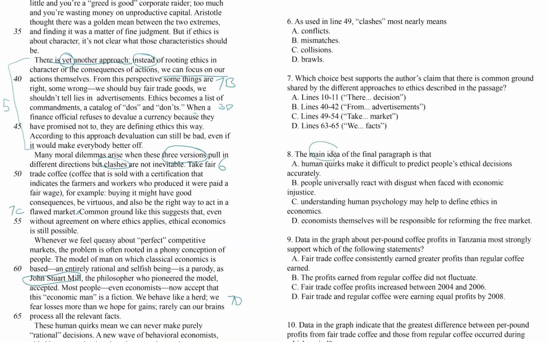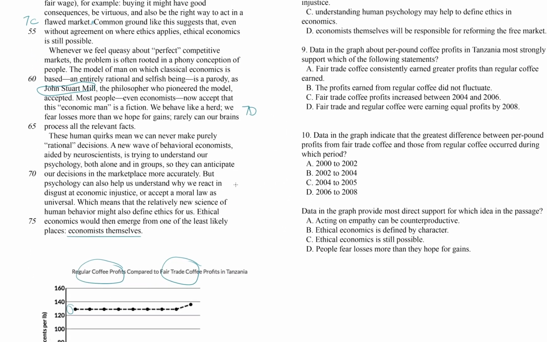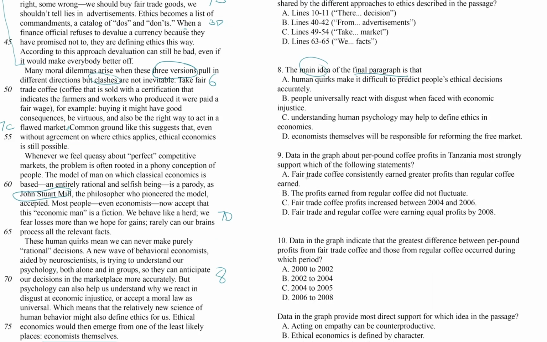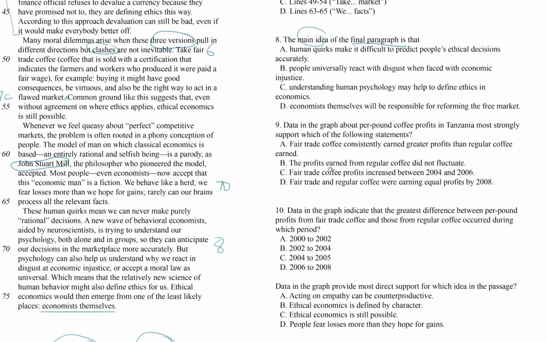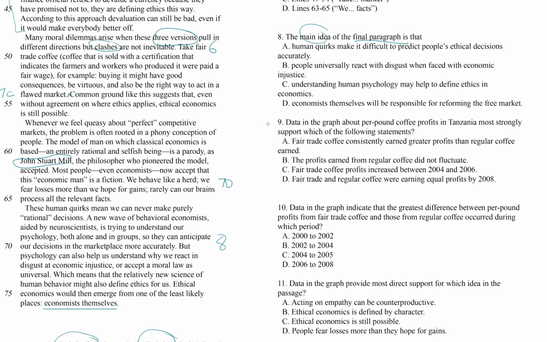Question 8, main idea of the final paragraph. Great. What's the main idea of the final paragraph? There's the final paragraph. That's question 8. And now, aha, these last 3 questions all say data in the graph. So 9 through 11 are all about the graph. So question 9, data in the graph about per pound coffee profits in Tanzania most strongly support which of the following statements? Okay, so which of these 4 statements is data supported?